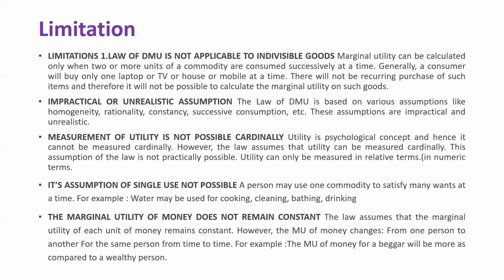The marginal utility of money does not remain constant. This is a baseline of this theory, whereas the theory assumes that it is constant. The law assumes that the marginal utility of each unit of money remains constant. However, the marginal utility of money changes from person to person and from time to time. For example, the marginal utility of money for a beggar will be more as compared to a wealthy person. But for application of this law, it is a very important assumption that the marginal utility of each unit of money remains constant. Then this law is applicable.